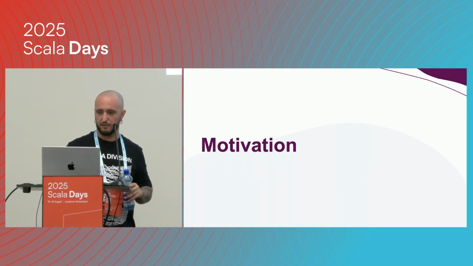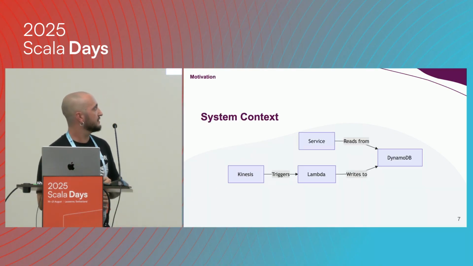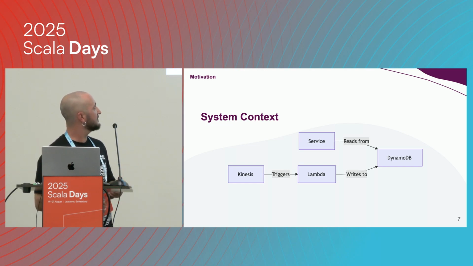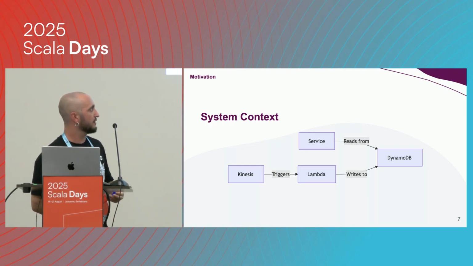Okay, so let's go into the motivation first. This is a bit of the context for the system that I was talking about. So we are going to be getting events. In this case, it is in AWS. We have a Kinesis stream that triggers a Lambda, which is the component that writes to the Dynamo database. And then we will have different services and maybe other Lambdas and other pieces of code that will read from the database.